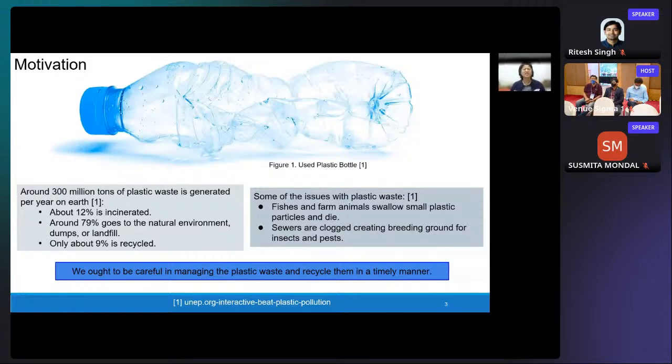It is very disheartening to see that 300 million tons of plastic waste is generated per year on Earth, and only 9% of it is recycled. From the plastic waste, if recyclable plastics are handled carefully in a timely manner, the percentage of recycled plastic can significantly increase.